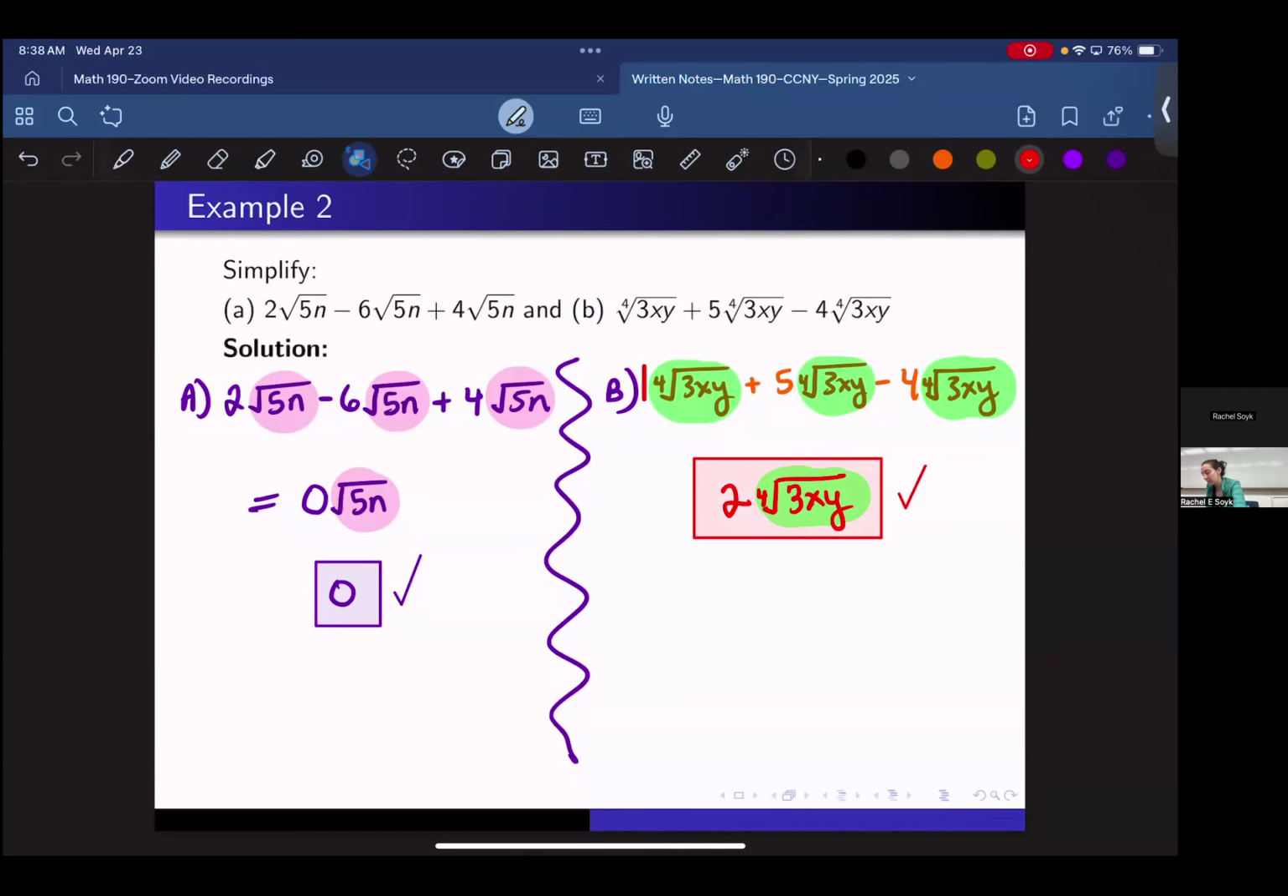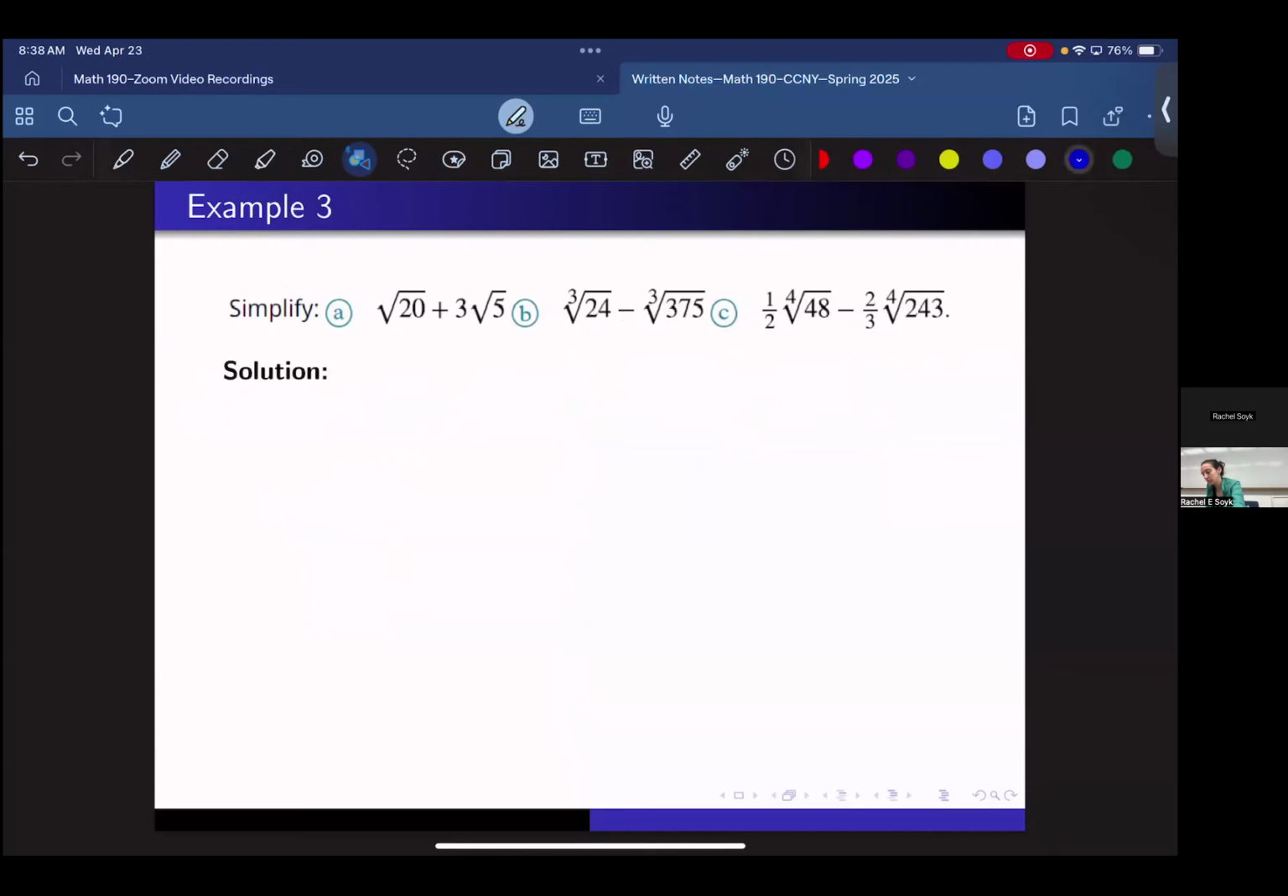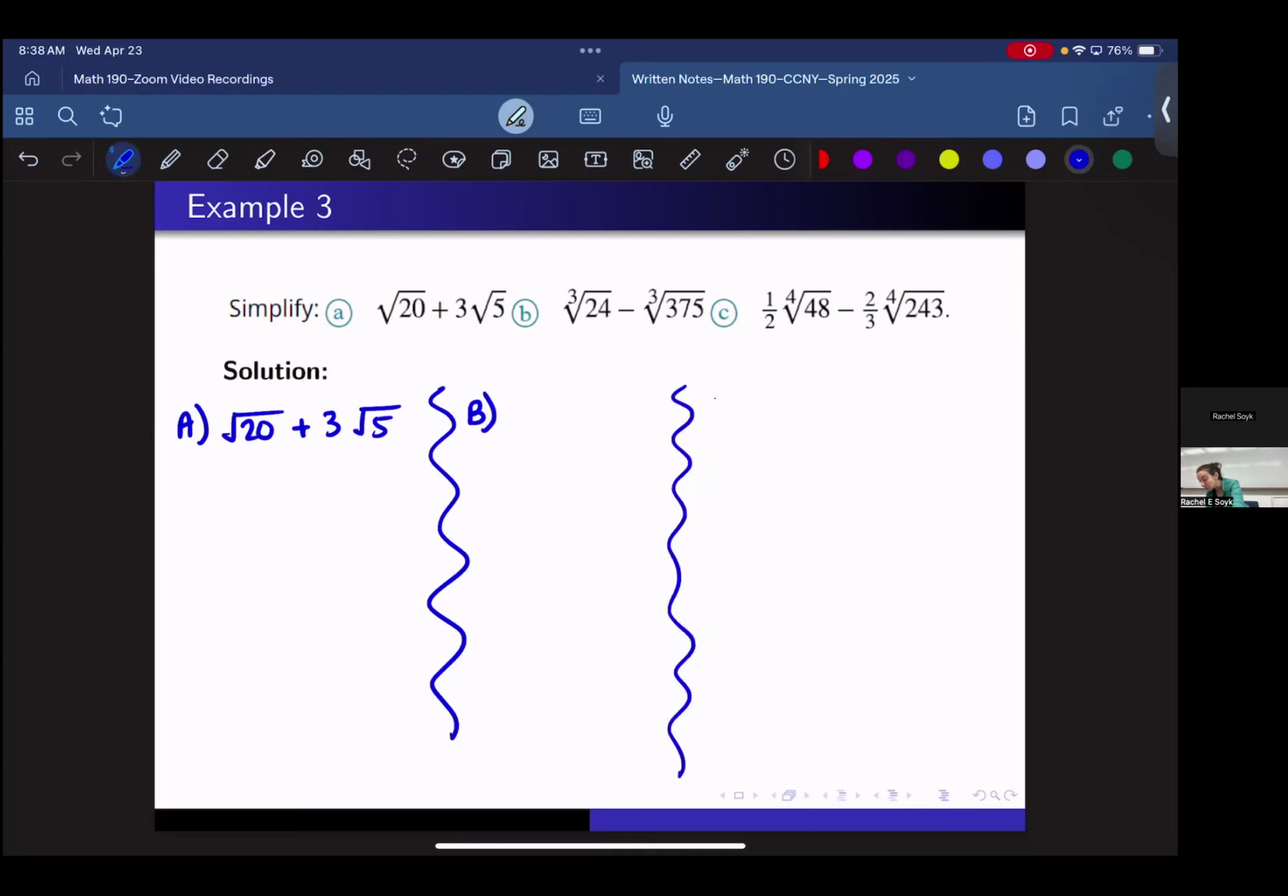Let's do another example together. So now we're looking at the square root of 20 plus 3 square root of 5. What we're trying to do is bring in our knowledge of simplifying roots and then combining like terms, aka our like radicals, with one another. So let me just write the problems out for each part, and then we'll tackle each one bit by bit.